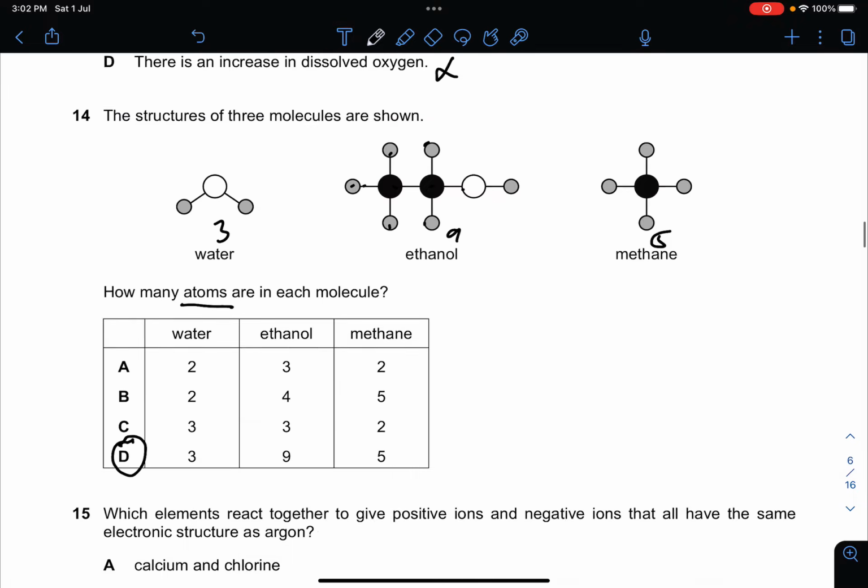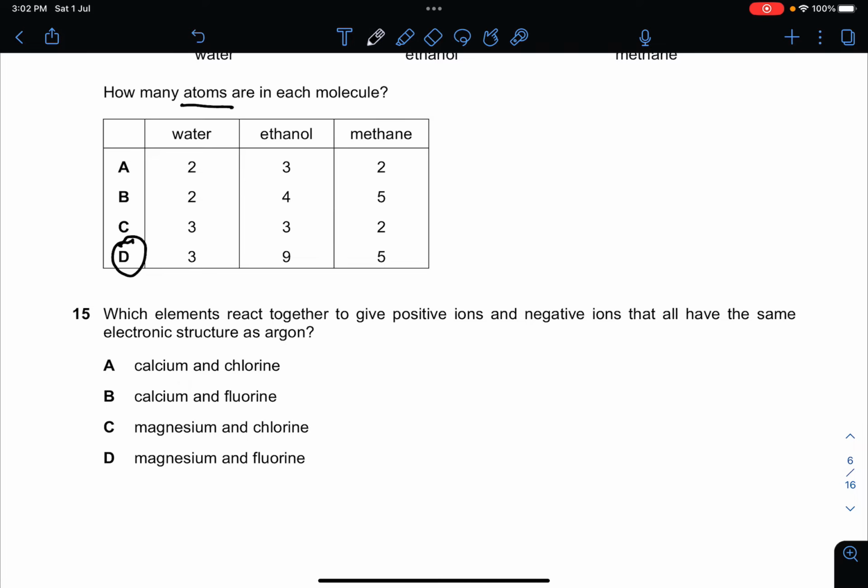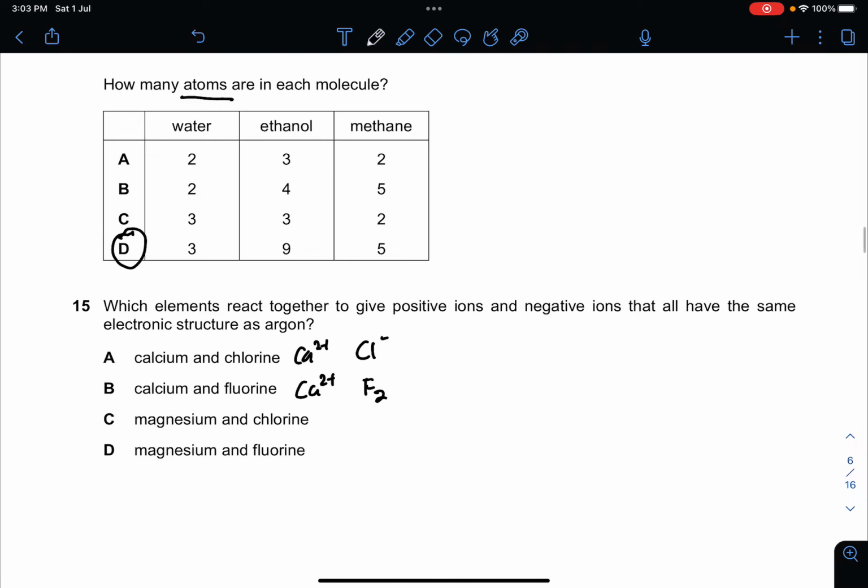So there's 3. Okay, but which elements react together to give positive and negative ions that all have the same electronic structure as argon? Okay, what they're telling you is that they can form positive and negative ions, and therefore they basically cancel out each other. So let's see. Okay, Ca2+, and this is Cl−. Ca2+, F2−.